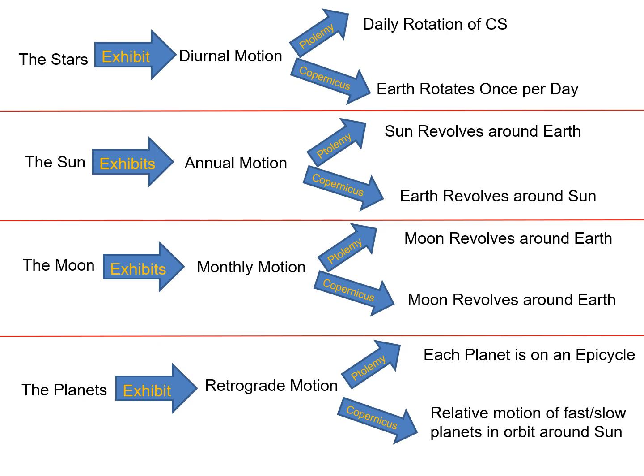Finally, we have the observation of the planets. The planets exhibit retrograde motion. That's the troubling and special observation. Ptolemy's explanation for retrograde motion is that each planet moves on its own epicycle, in addition to its orbit as it orbits around the Earth. Whereas Copernicus says, no, all planets move on circular orbits around the Sun, including the Earth, and it is the relative motion and the different speeds of the planets. Close planets move fast, far planets move slowly. It is this relative motion that gives us retrograde motion.